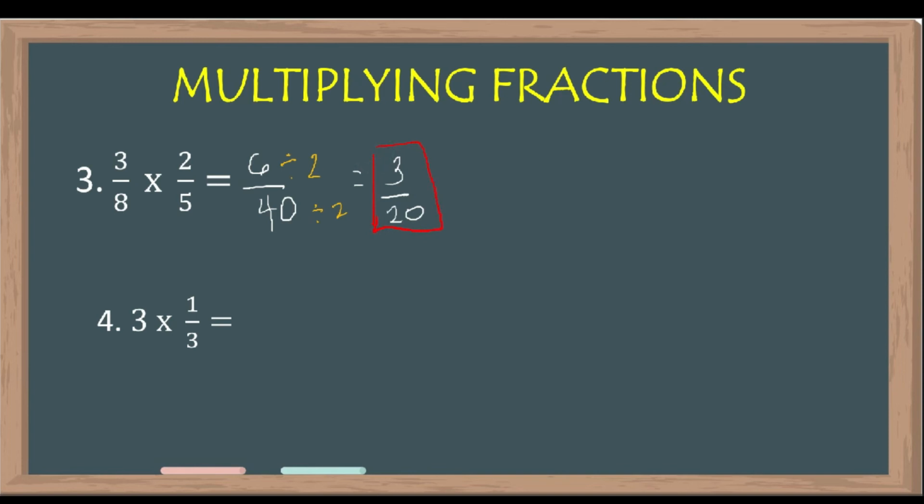Very easy. Now, remember, kapag meron tayong whole number, kagaya ng number 4, we have 3 times 1/3. Remember na merong over 1 lagi kapag whole number. Okay? Kaya 3 times 1, that's 3. Then 1 times 3, that is also 3. Kaya ang lowest term ng 3 over 3, that is equal to 1. Okay? Kasi 3 divided by 3, that is 1. Kaya ang sagot natin for number 4 is 1.